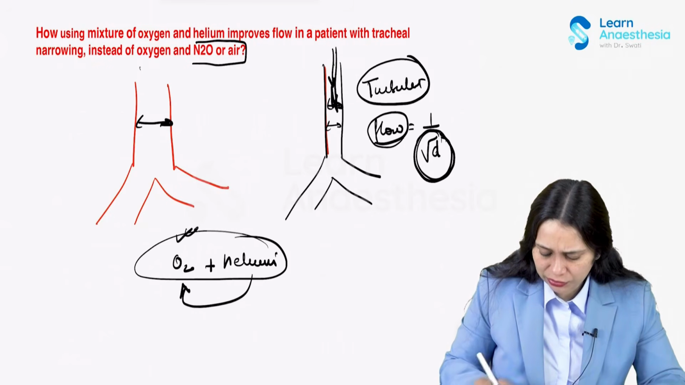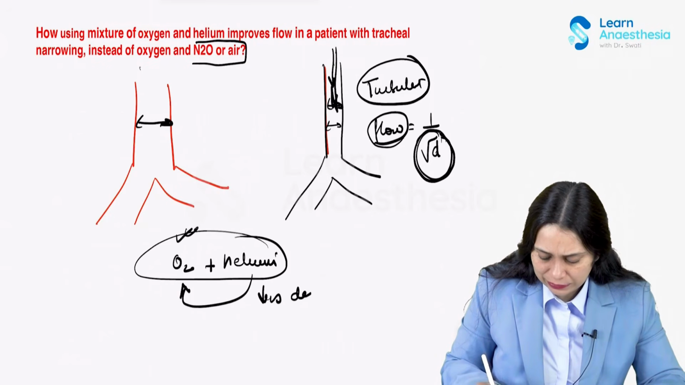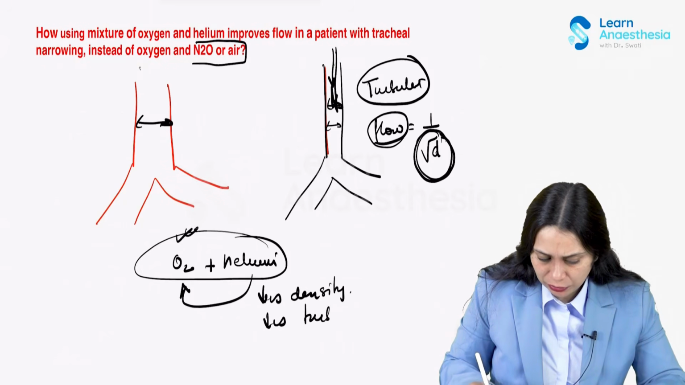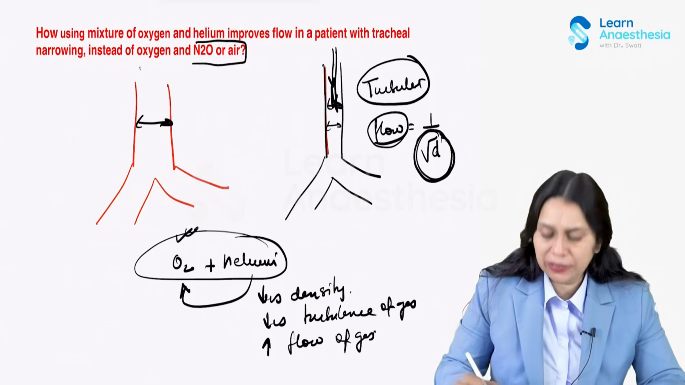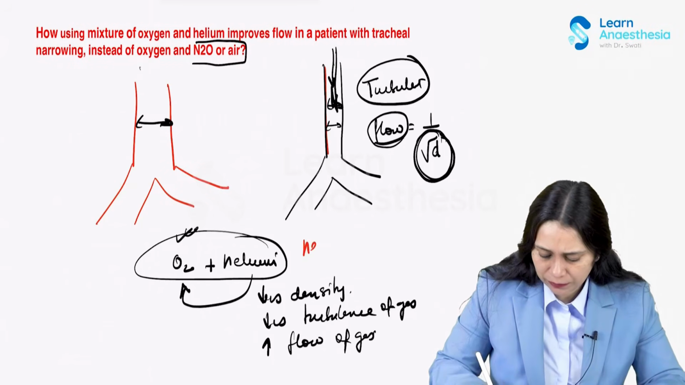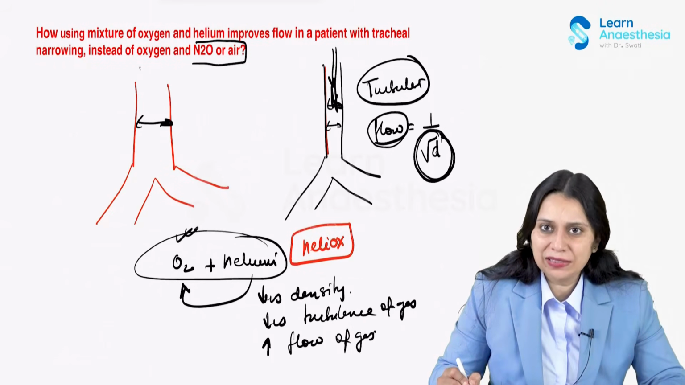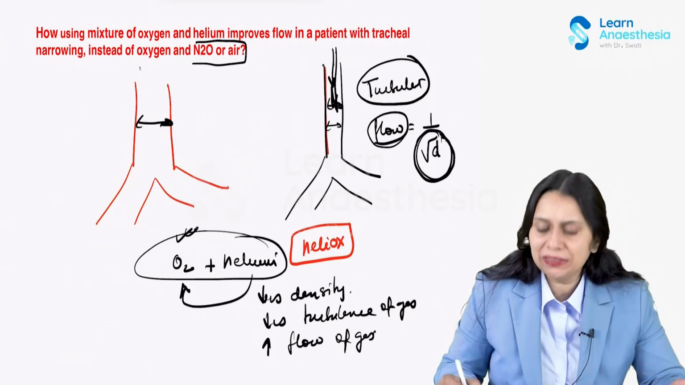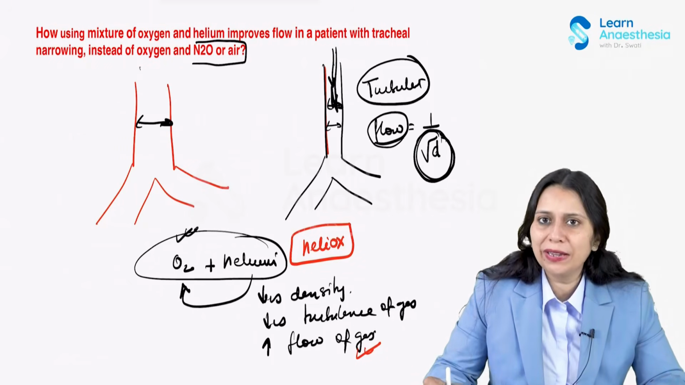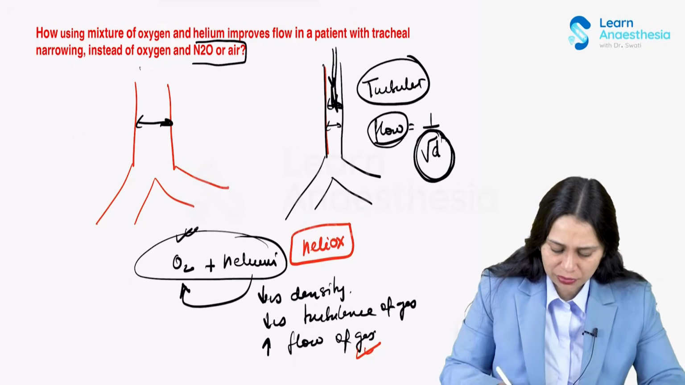Helium added to oxygen decreases the density and decreases the turbulence of the gas, and it will increase the flow of gas, right? So we call it heliox. This is used as the oxygen delivering gas. Helium mixed in decreases the density and facilitates the flow of gas through a narrow airway channel. So this is the importance of heliox.